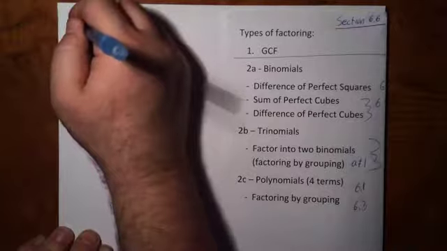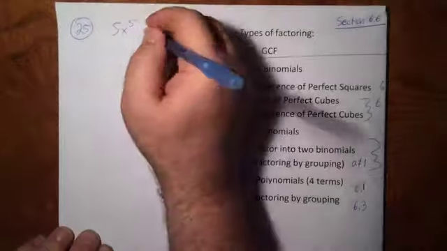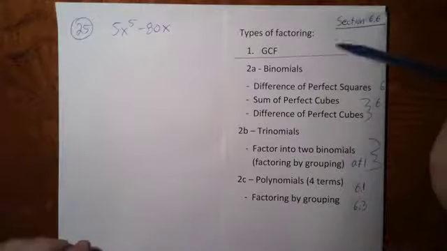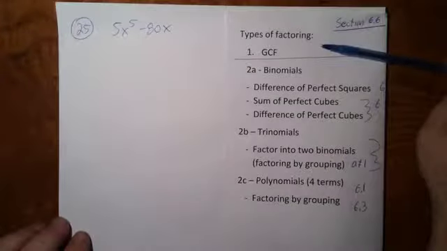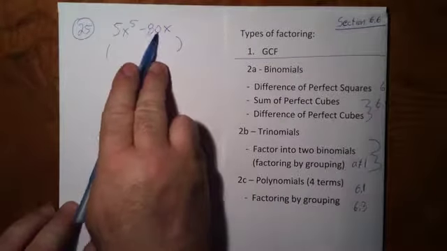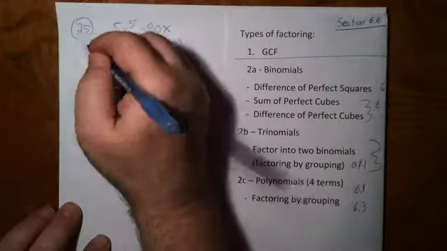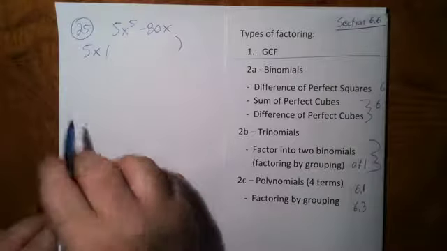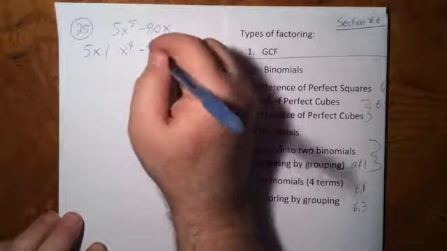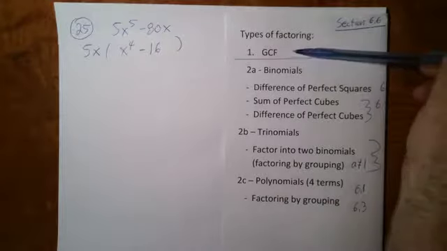So let's go on to question 25. This is going to be 5x to the 5th minus 80x. The first type of factoring, again, we're always going to look at first is a greatest common factor. We have 5 and 80, so the greatest common factor of that is going to be 5, and x to the 5th and x will be x. So when we factor out 5x, this will give us x to the 4th minus 16. So first we factored out the greatest common factor.